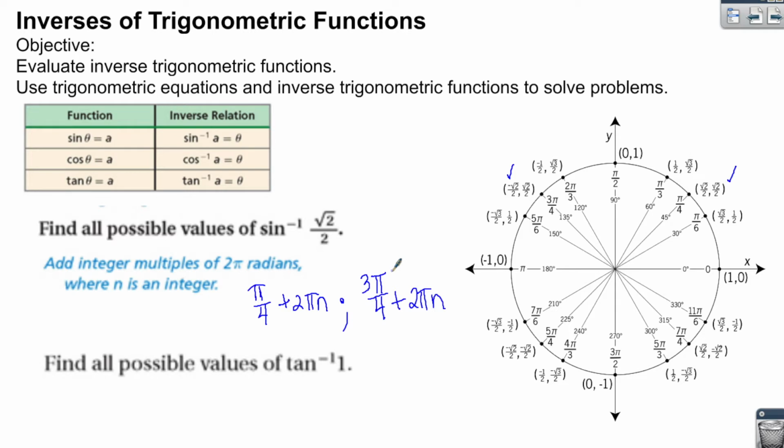All right? So notice what we did. Now you're given the y coordinate or x coordinate, whichever that may be, and your job is to find the angle measure in degrees or radians. Okay, let's try the one at the bottom. Find all possible values for the inverse tangent of 1.